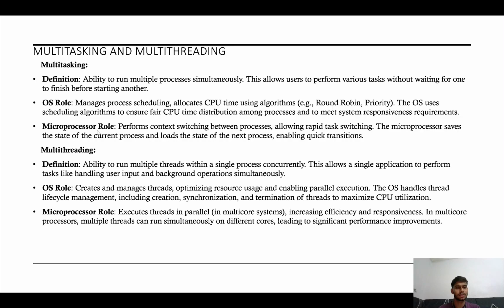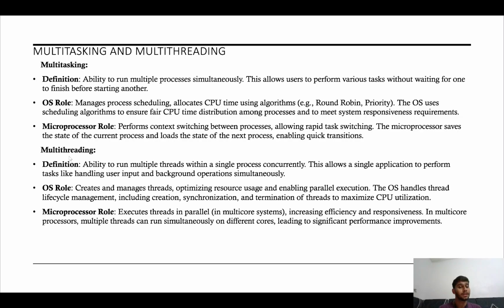The microprocessor's role here is to perform context switching between processes, allowing rapid task switching. The microprocessor saves the state of the current process and loads the state of the next process, enabling quick instruction execution.